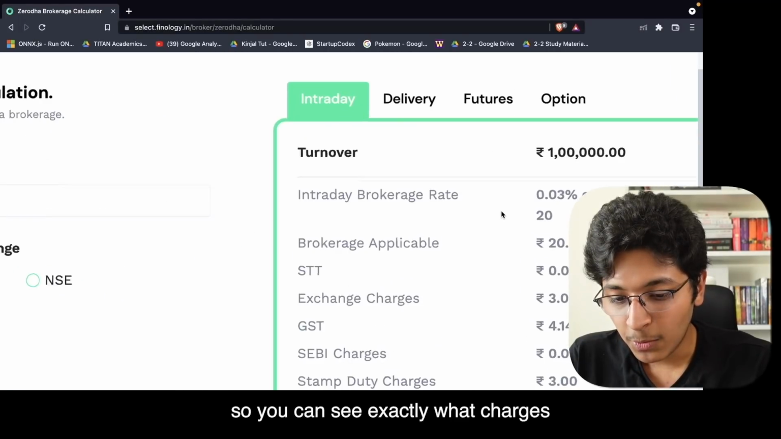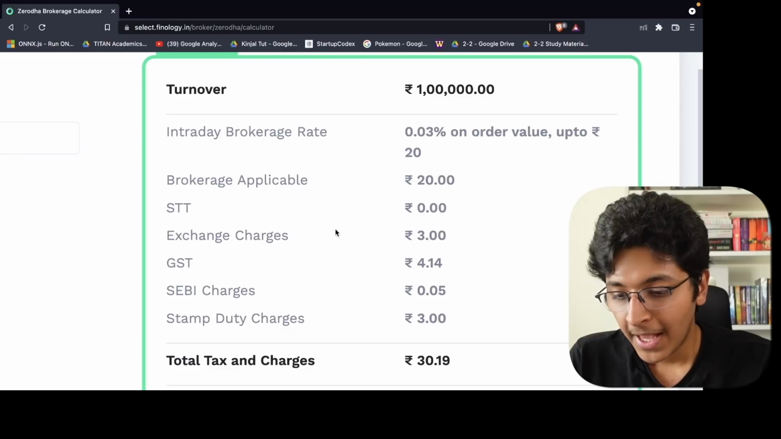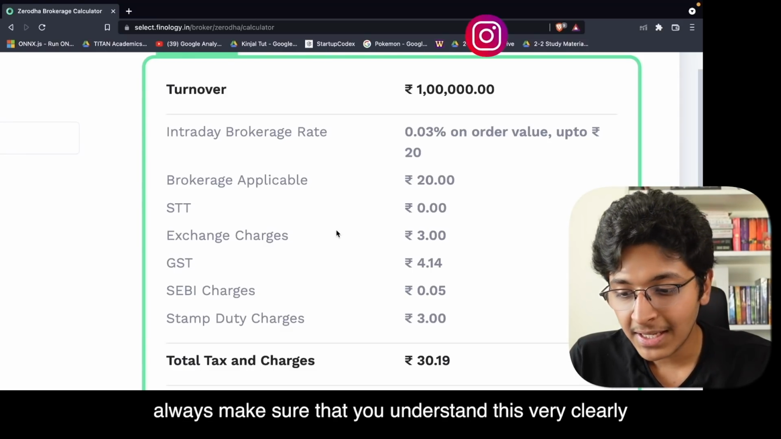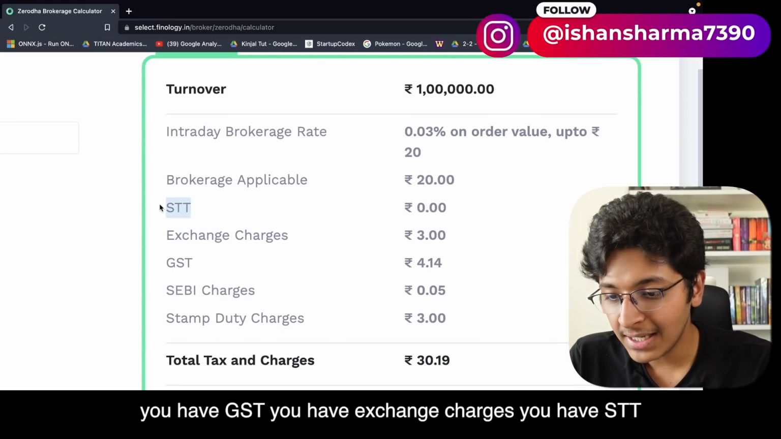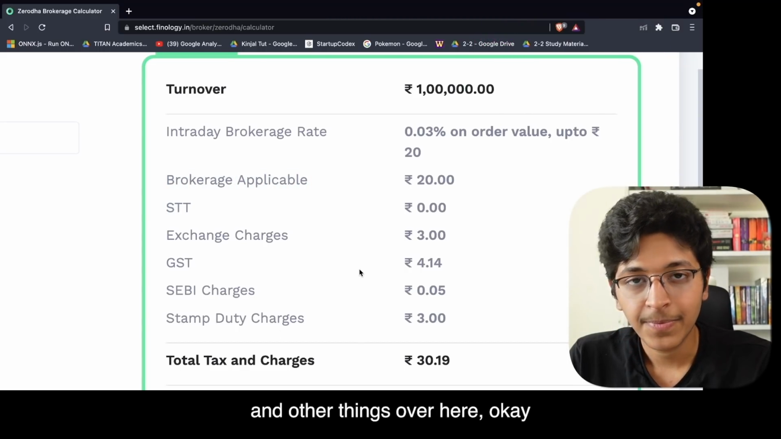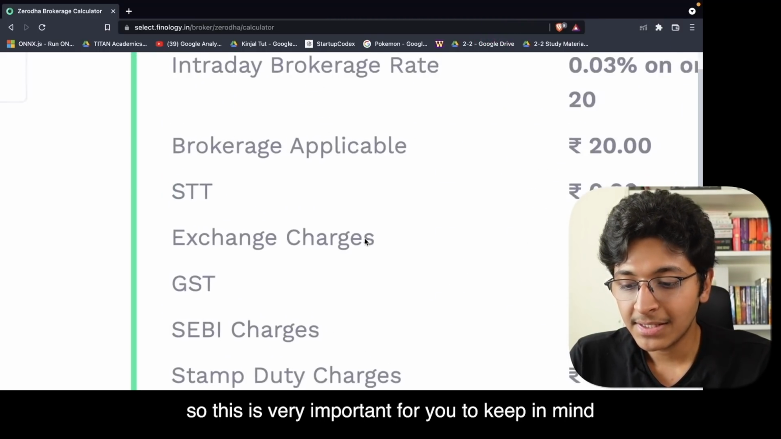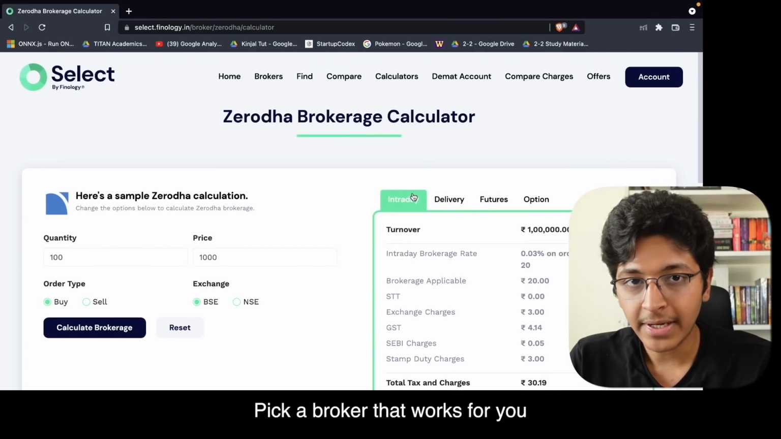So you can see exactly what charges will be levied to you when you use this particular broker. Always make sure that you understand this very clearly. You have GST, you have exchange charges, you have STT, you have brokerage applicable and other things over here. Okay, so this is very important for you to keep in mind whenever you're buying or selling a stock. Pick a broker that works for you.